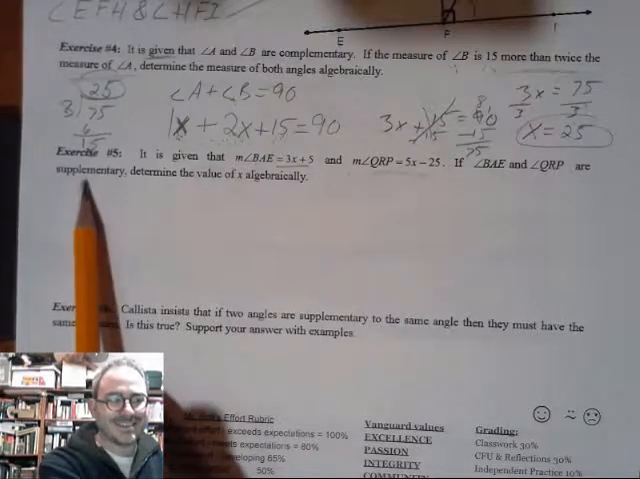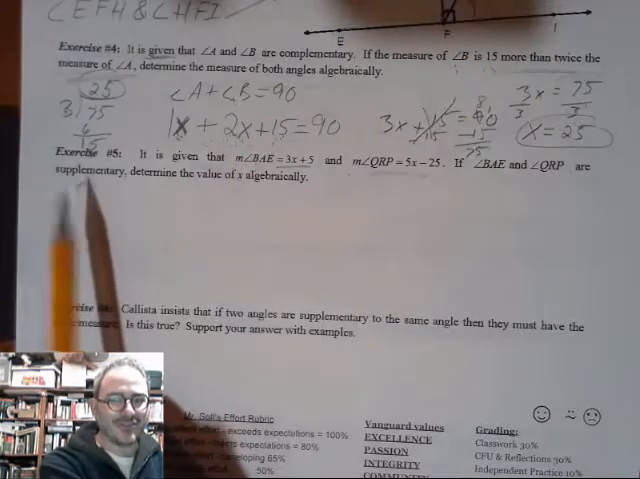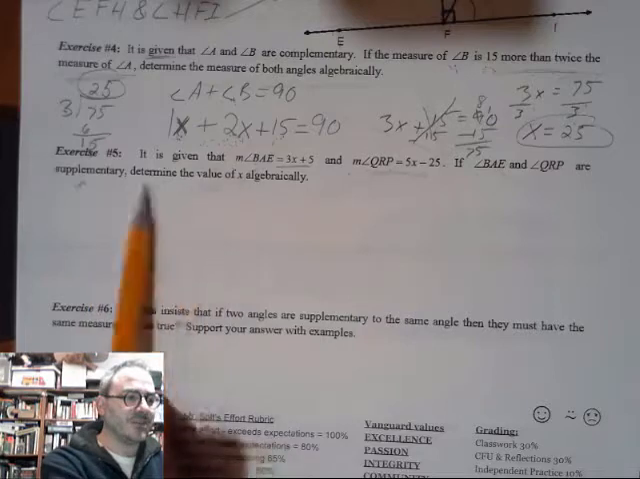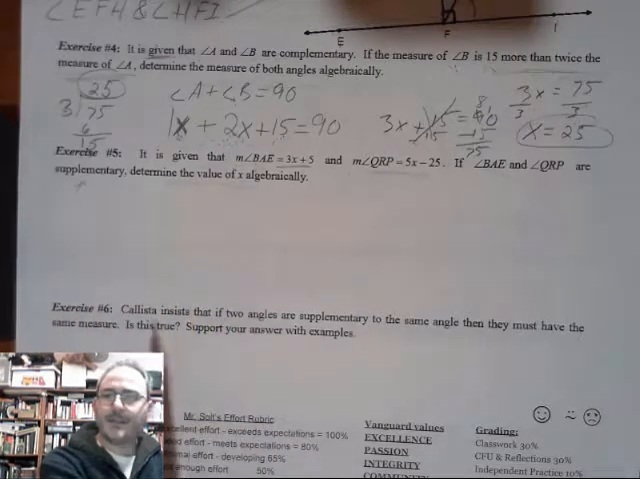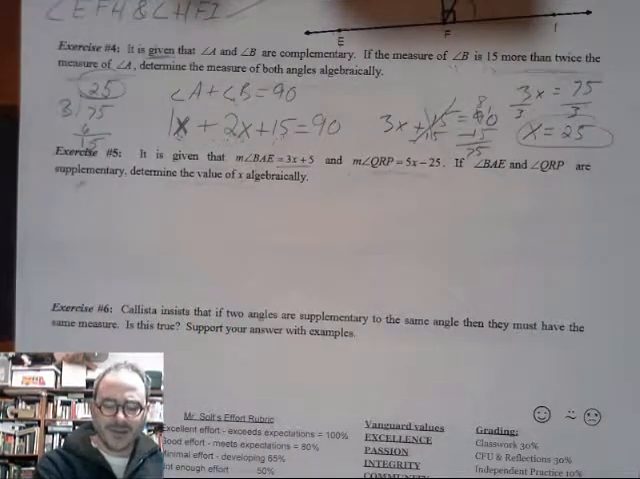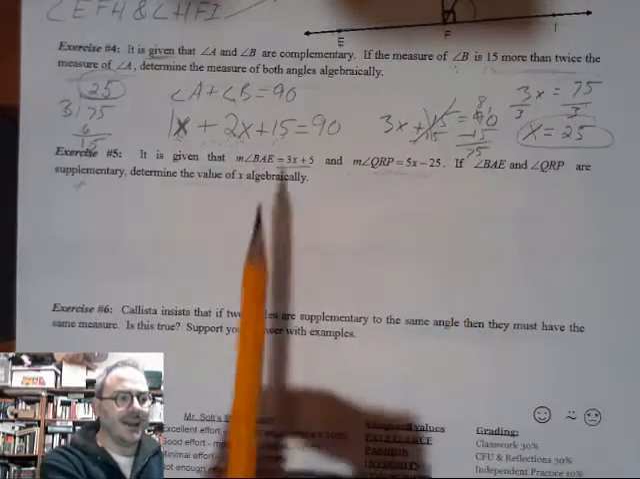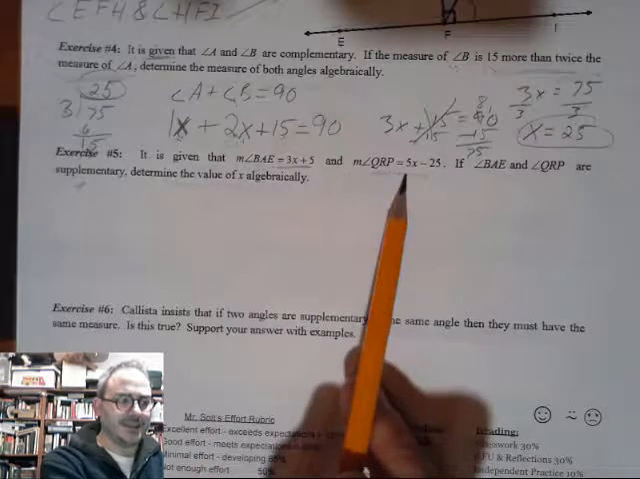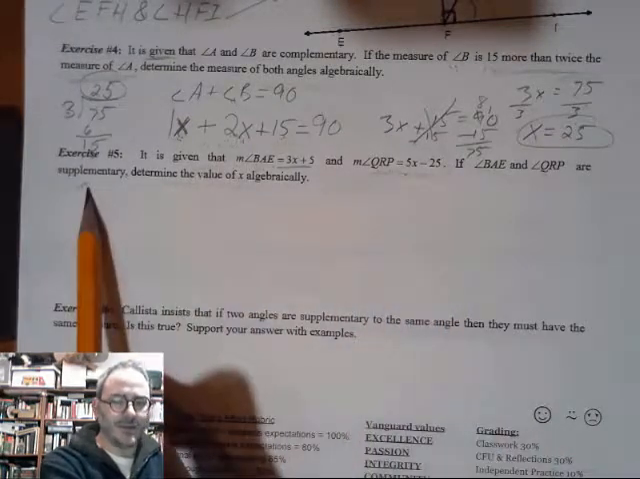180 degrees. Okay, angles that add up to 180 degrees are supplementary. Determine the value of x algebraically. Now, I don't know about you, but this one is easier for me to set up than a word problem like this. What they're saying is this plus this are supplementary. I know my definition: supplementary means they add up to 180.